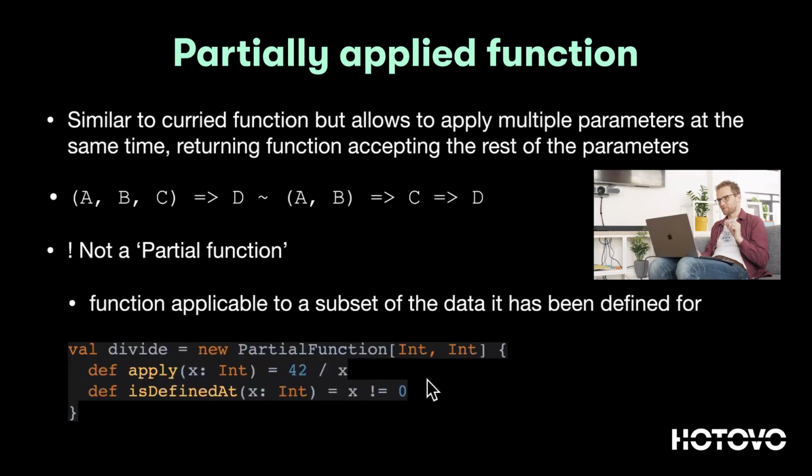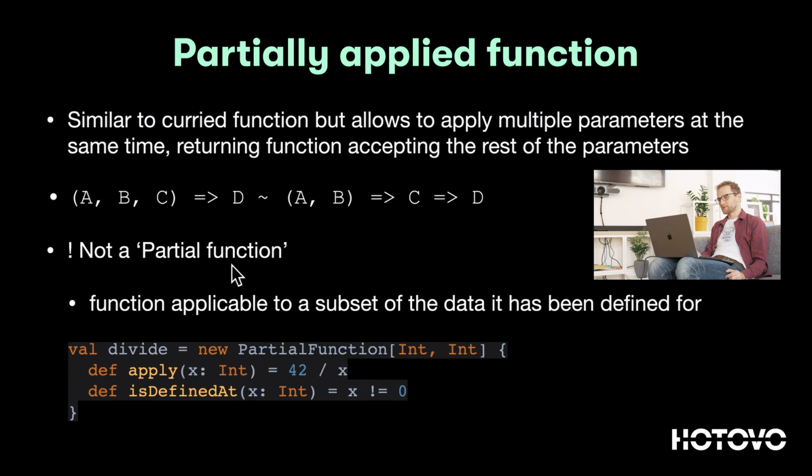Now, this is a bit different to a partially applied function, but it's conceptually the same. The only difference is that partially applied functions allow you to apply multiple arguments and return a function that takes the rest of the arguments. So if we had three arguments, A, B, C, we can apply two, and that would leave only the third argument C, which would be accepted by the function that is returned. So it's a more general way of applying a subset of arguments to a function.